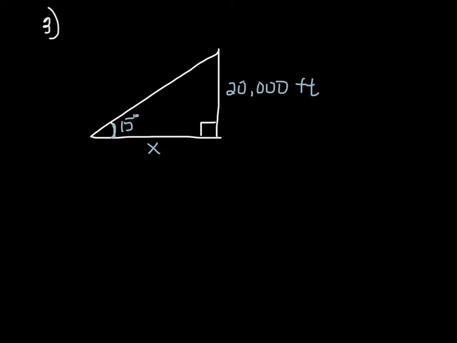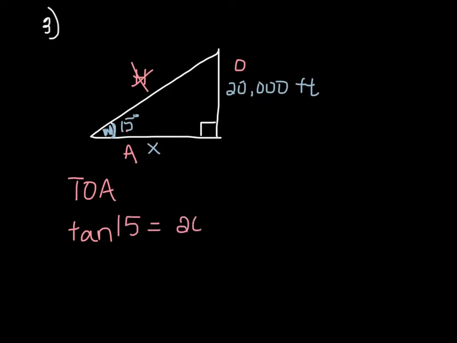So let's figure out what we have. If the 15 is the angle we're going from, we have the side opposite and we have the side adjacent. The hypotenuse we don't even care about in this problem. So which trig function uses O and A? Comes from TOA, so we're going to use tan. Tan of what angle? 15. We set it equal to 20,000 over the side we're trying to find.